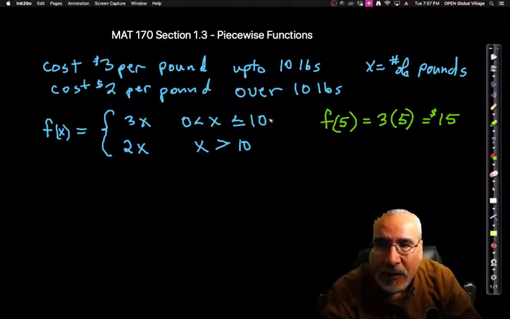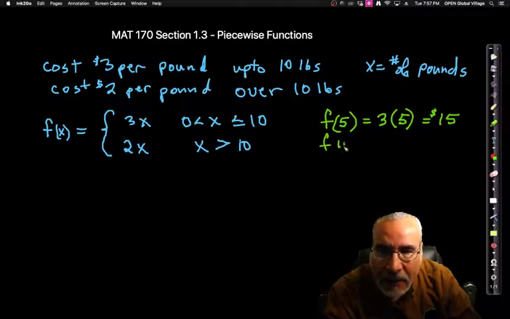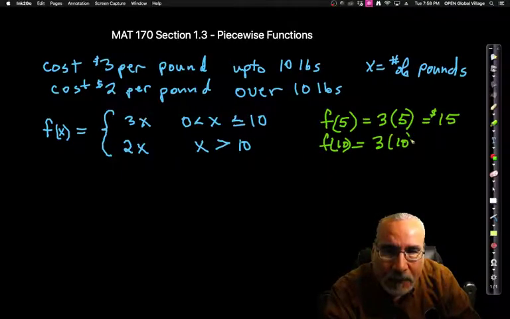So now let's also see what happens at this turning point, this 10. When x is 10, so f of 10, we also need to use this first piece, because 10 is less than or equal to 10, but 10 is not greater than 10, right? So it satisfies this first domain, so we use the first piece. 3 times 10 equals 30.